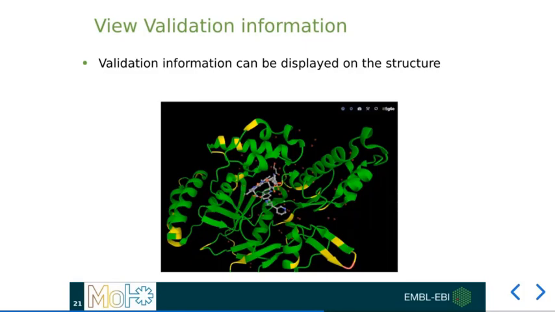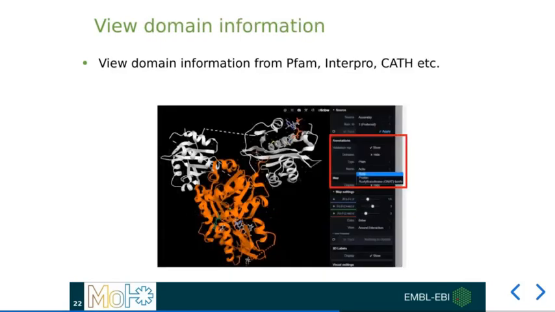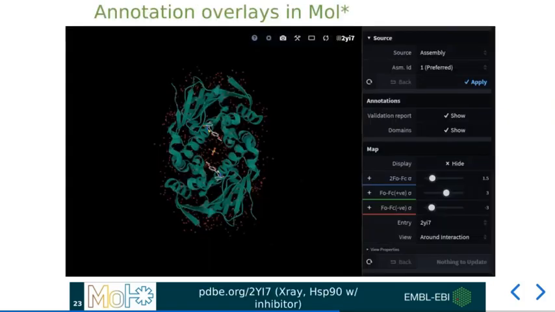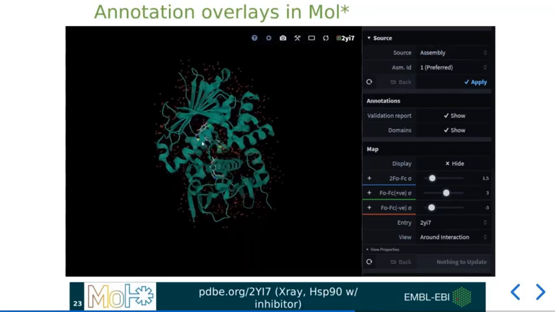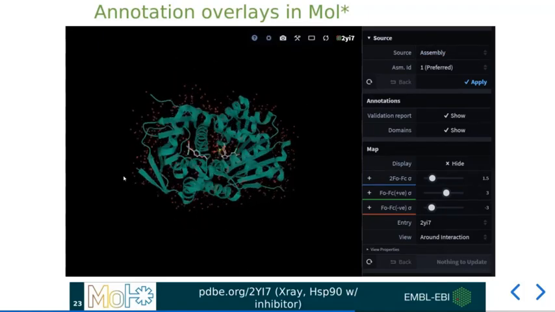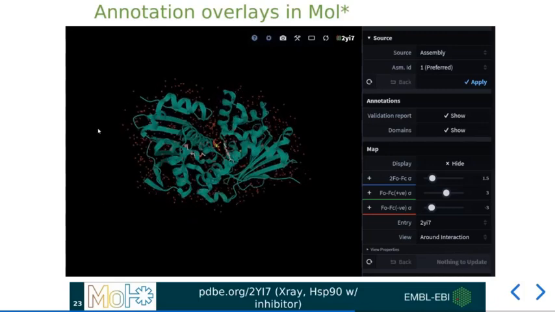In terms of other tools, we can also put in annotations from services such as Pfam to highlight extra features like protein domains. Now, very quickly, I'll show you these features for a structure of HSP90 with an inhibitor. At the top of the control pane here, under source, we can see that the biological assembly is selected by default, and that in this structure, it is a dimer of two distinct protein chains.